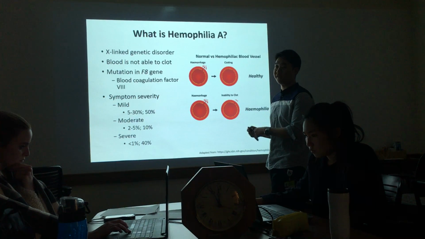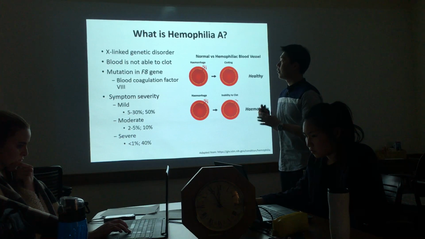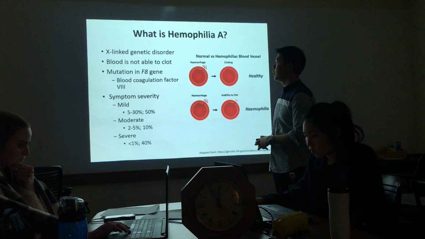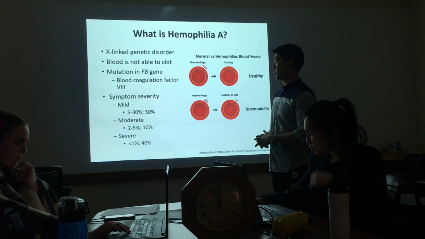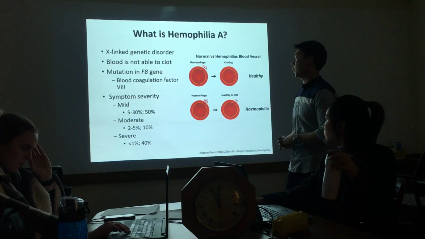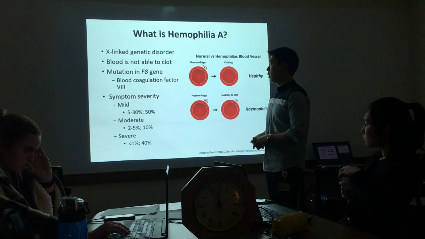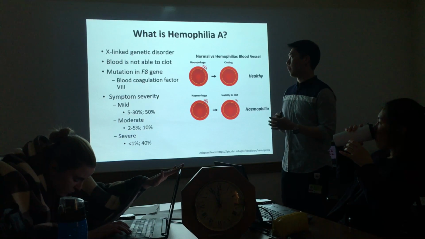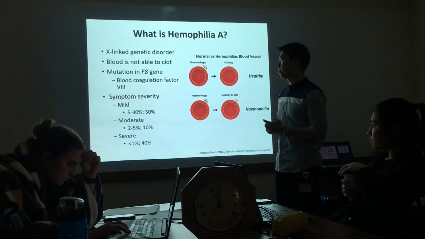the clotting is very inefficient. And this is caused by a mutation in the factor 8 or the F8 gene, which codes for a protein called blood coagulation factor 8. Patients with hemophilia express three symptom severities: mild, moderate, and severe.